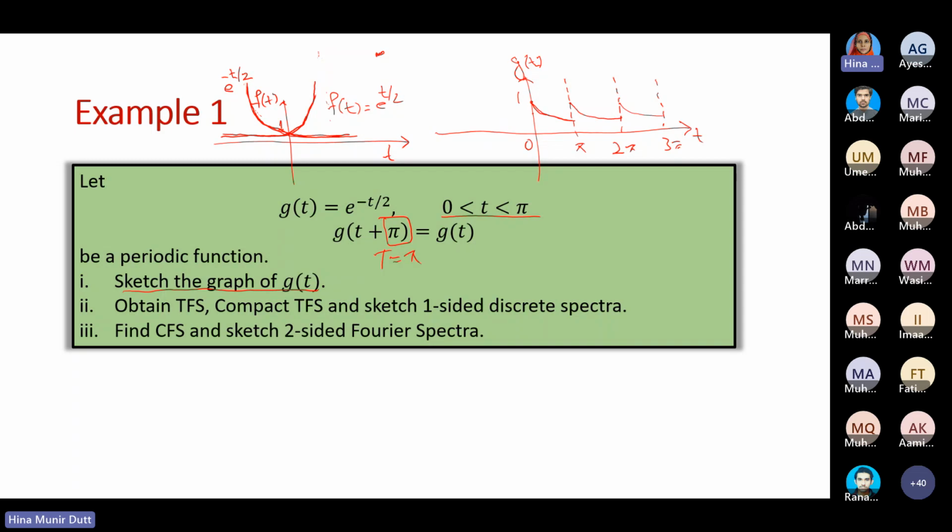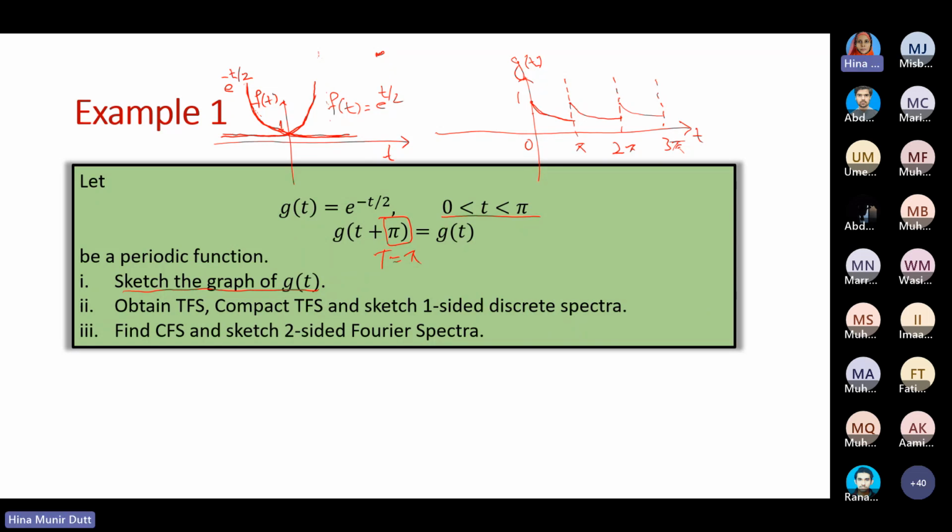ये रेप्लिका हिस्ट्री के साथ इसको नेगेटिव साइड पे भी प्लॉट कर सकते हैं. So this is the graph of this function, this periodic function. ये मैंने e की पावर t over 2 और e की पावर माइनस t over 2 के प्लॉट किया. और इसका ग्राफ ये है. ठीक है.